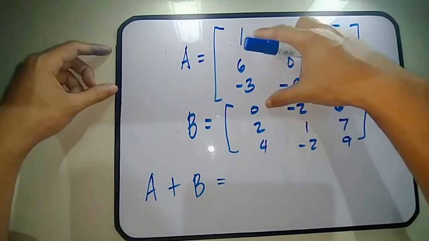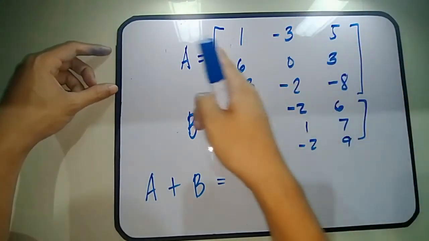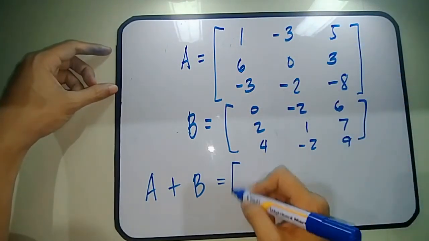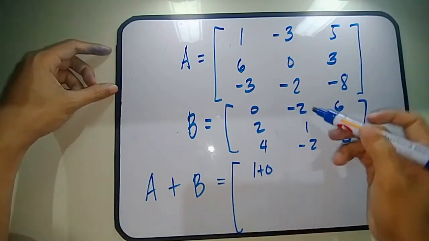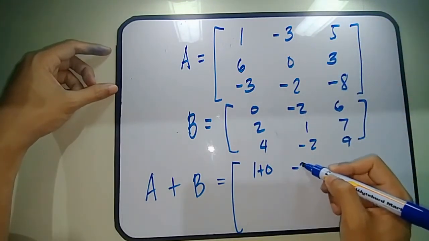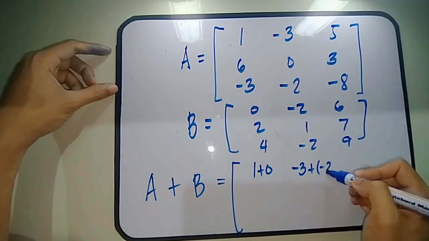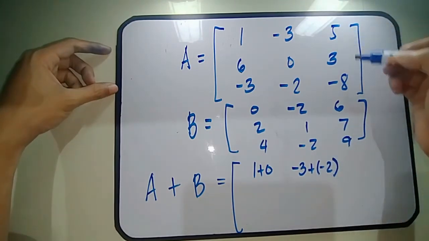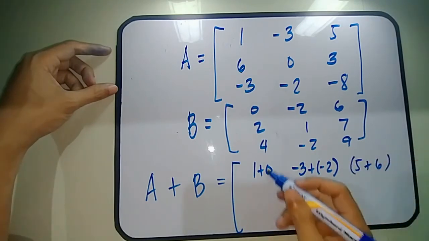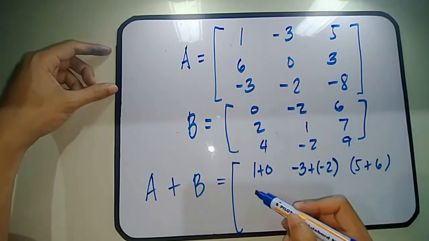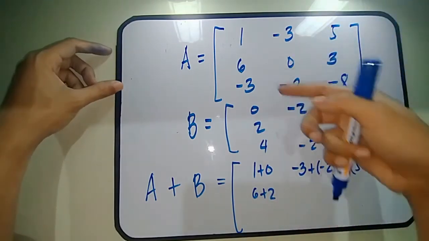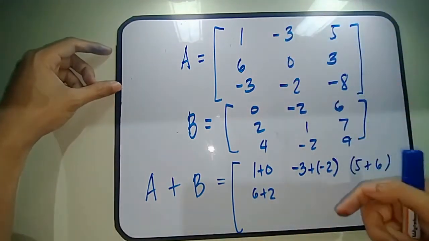For example here, from row 1 and column 1, you have here 1 plus 0. Then negative 3 plus negative 2. So you have here 5 plus 6. And here we have 6 plus 2. So basically guys, ina-add lang natin lahat ng elements, yung magka-tapat na elements.